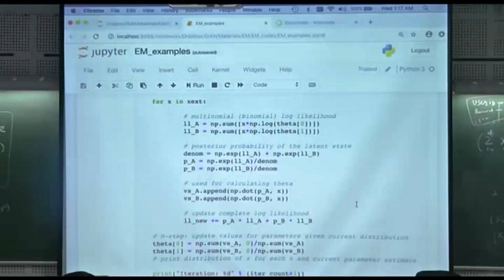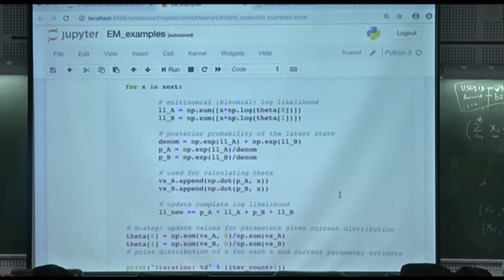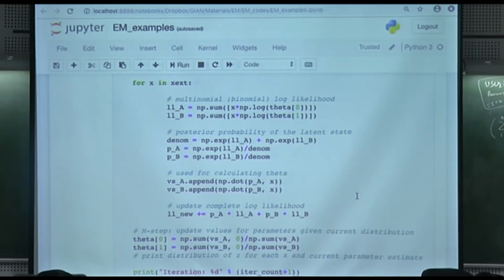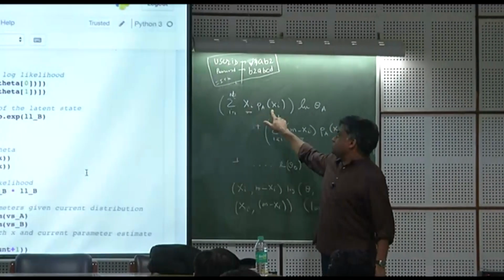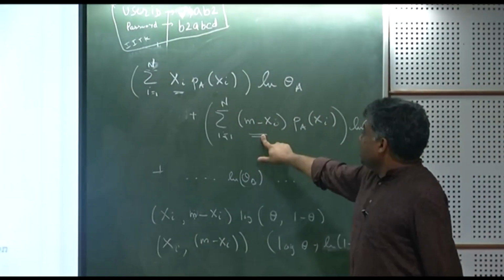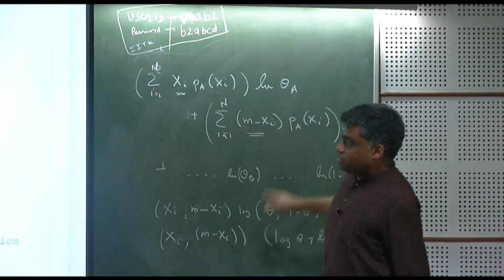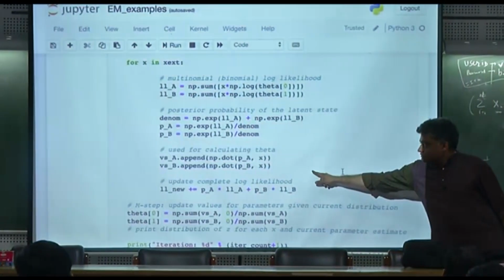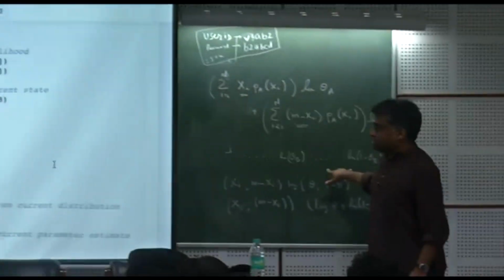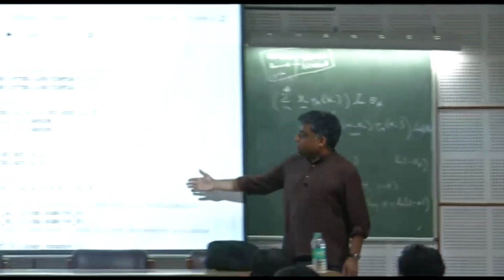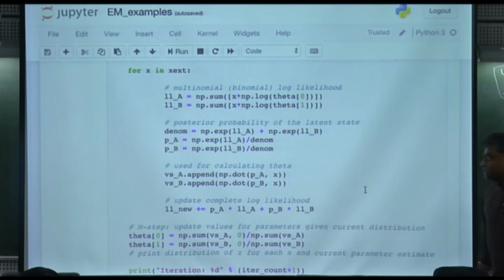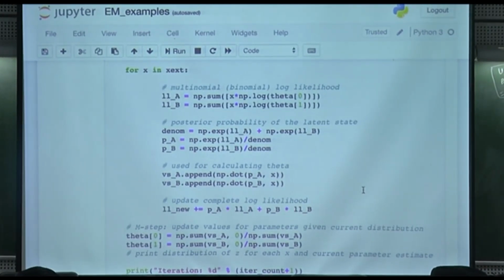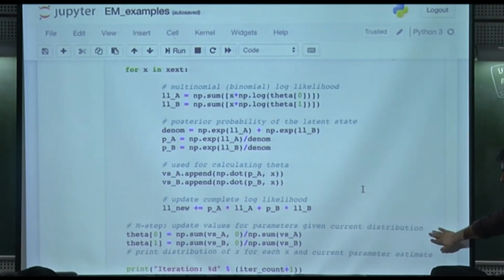Now I'm computing the theta. I'm going to take the inner product of PA and X, and the inner product of PB and X. That is basically doing this quantity. I'm taking the inner product of X with its corresponding PA, the other component of X and its corresponding PA. That's what is happening here. In VB, I'm doing the corresponding calculations that I have to do over here. I compute the log likelihood by PA times the log likelihood of A plus PB times the log likelihood of B. I compute all of them. This is the M step, which is the new value of theta.